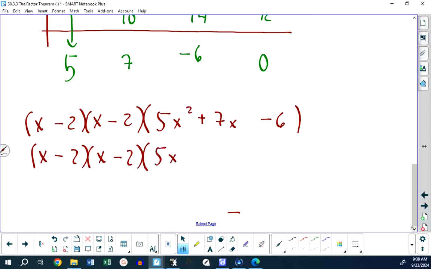It's got to be a 5x and an x. It's got to be a 3 and a 2. Pretty sure that does it.